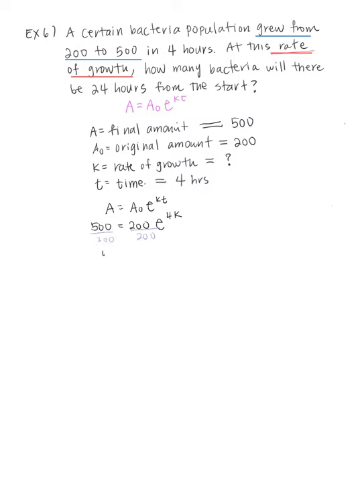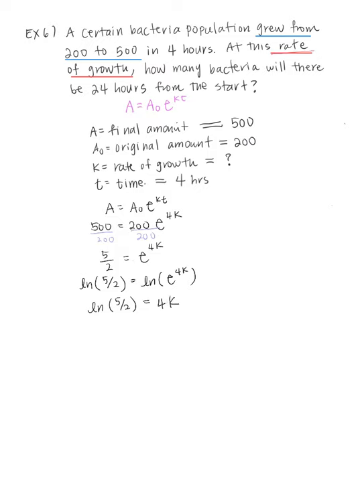Then what we're going to get is 5 over 2 equals e to the 4k. Now in order for us to solve for k, I need to get rid of the e. So what do we do? Yes, take ln of both sides. Natural log of 5 over 2 equals natural log of e to the 4k. Now ln of 5 over 2 is again some kind of a decimal value. And here you're going to have 4k.